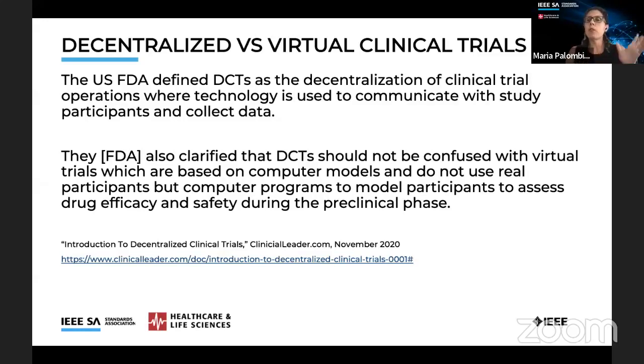Decentralized clinical trials, if we look at what the US Food and Drug Administration has defined it as, is the decentralization of the clinical trials process, where we're using technologies to communicate with the participants and collect data. So it doesn't necessarily mean that a patient will never see a site, will never come to a facility, nor does it mean that the patient is absolutely required to come to a site or facility. What it's saying is that at the end of the day, it's going to digitalize the process.